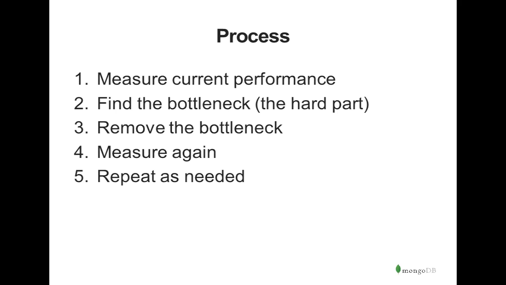That's the hard part. That's the part where you as a human have to reason about what you're seeing and create a hypothesis, test your hypothesis, etc. So step two is where it all happens. And then three is make some sort of change, remove that bottleneck, measure again, and then repeat as needed. So I think the most important thing is having a baseline. And some of the tools that I talked about allow you to have a baseline of what your expected performance is, what your normal performance is.